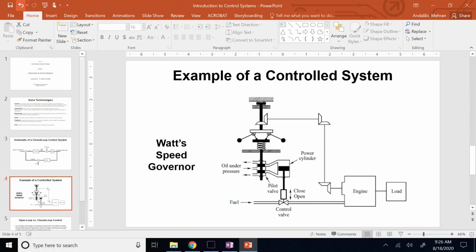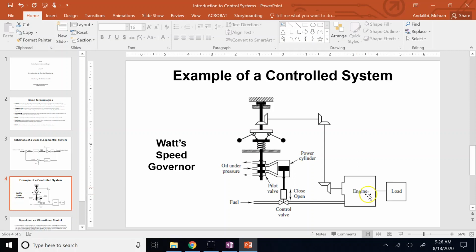Okay, another example that I have provided here for you is one of the earlier controllers, which is called the Watts speed governor. So in the past, when you had an engine connected to a load and the engine is rotating, the shaft of the engine is rotating, so the goal was to control the RPM of the engine, okay? You want to keep it at a constant RPM. So why did you need a controller? Well, the problem is this.